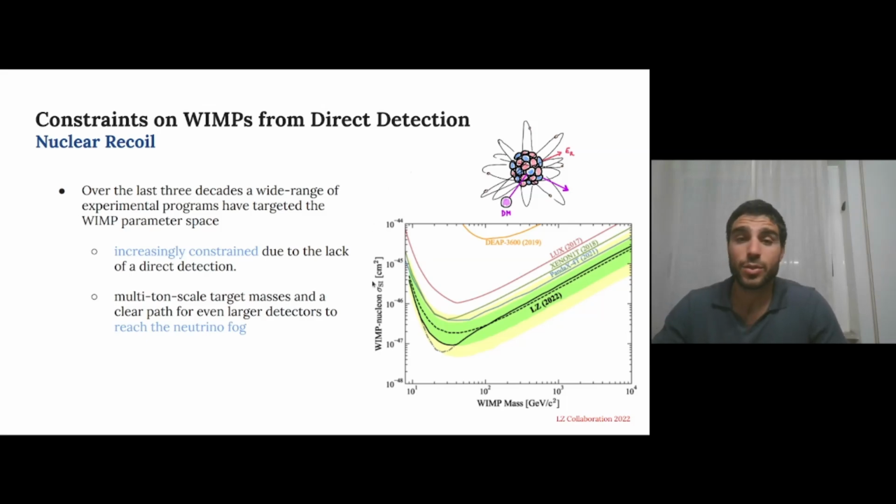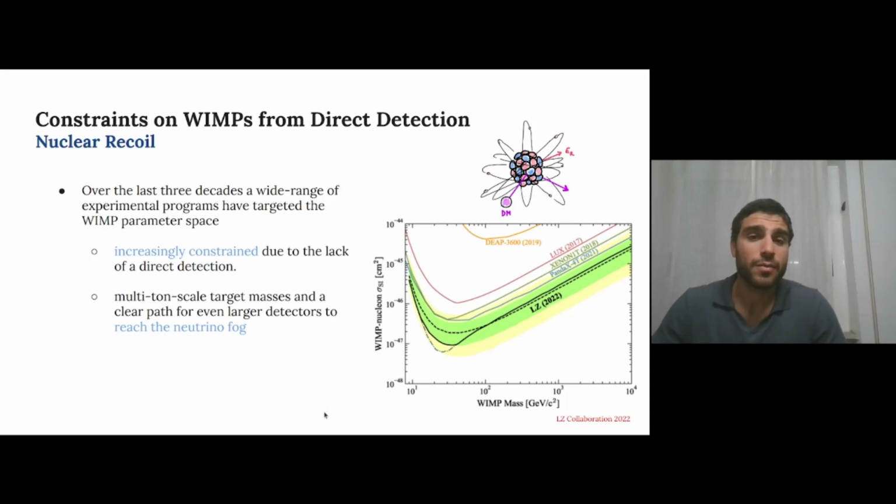In this figure, I'm showing the most competitive bounds on the dark matter nucleon cross-section published in 2023 by the LZ collaboration, which sets an upper bound on the cross-section of the order of 10^-47 cm^2 for a WIMP mass in the range of 10 to 100 GeV.